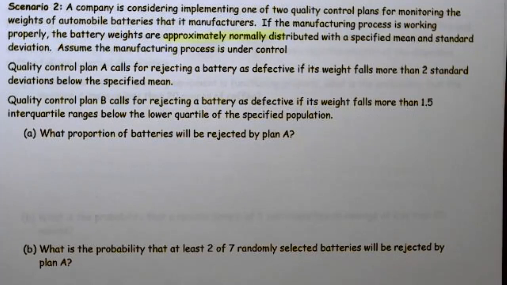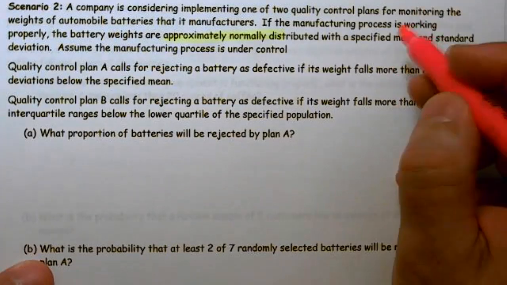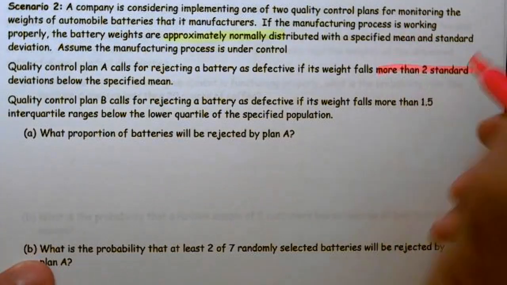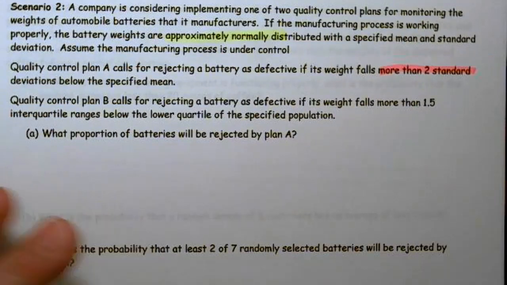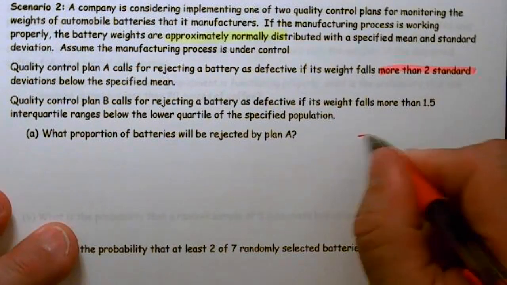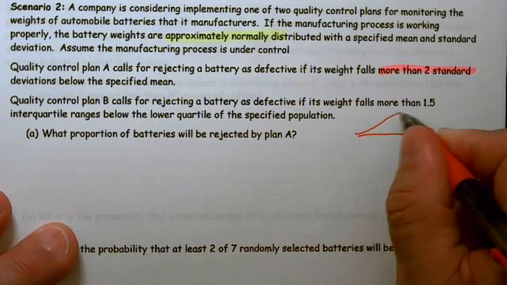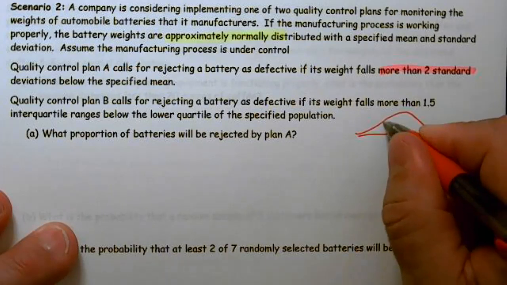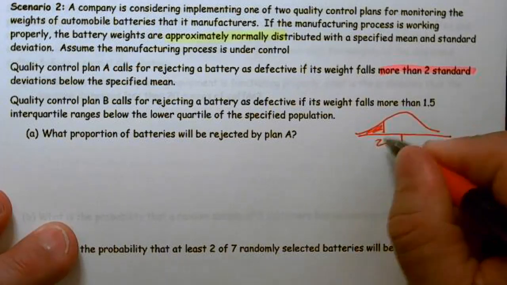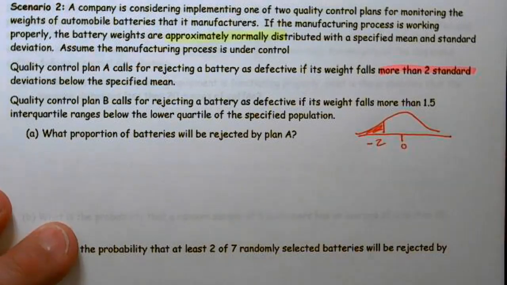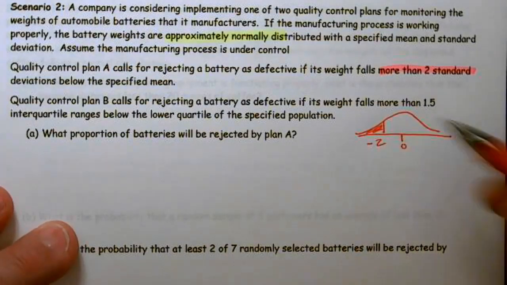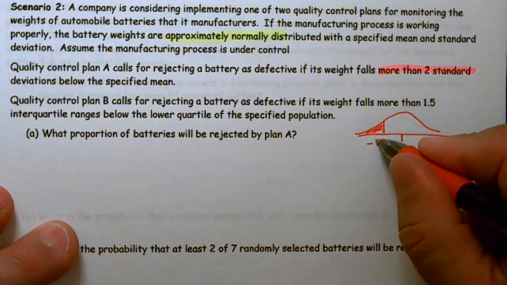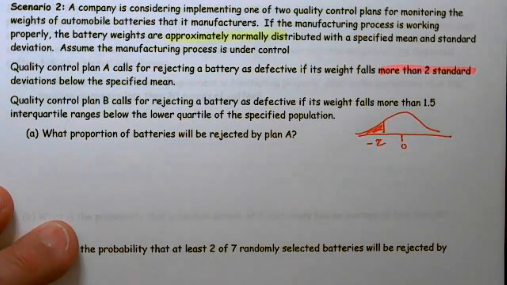So quality control A calls for rejecting a battery if it falls more than 2 standard deviations below a specified mean. So if it's more than 2 standard deviations, what that's going to look like is, I don't know what the mean is, but the mean is 0, and then I have a Z-score of 2. Anything below that, -2, and I know it's negative because it's below the mean. So these are my Z-scores, and if it's below -2, then we're going to reject it.